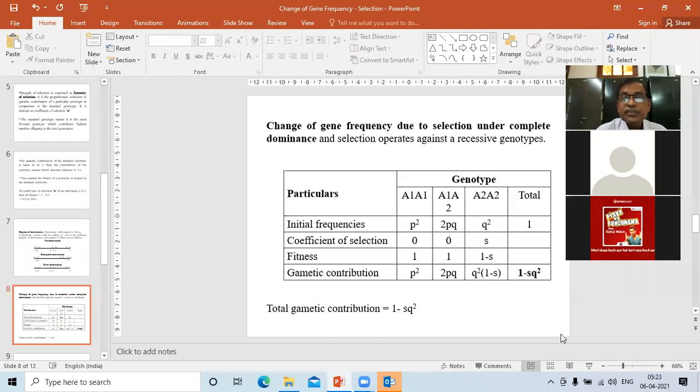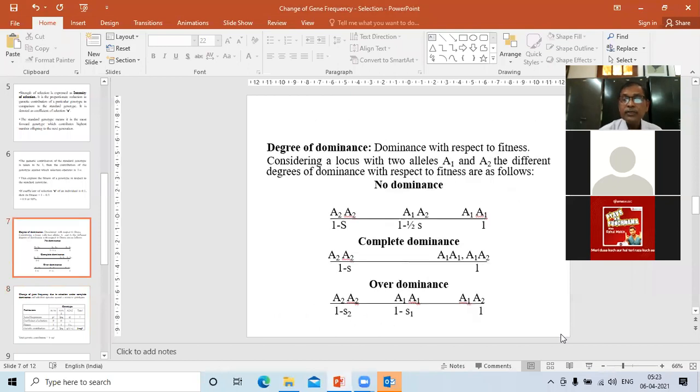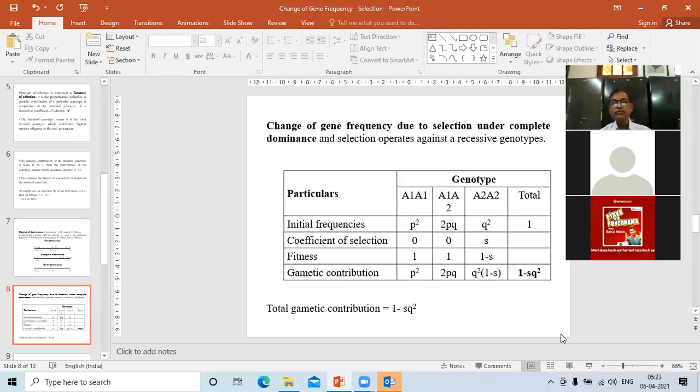So how does the change of gene frequency take place? Now I have cited an example. The change of gene frequency due to selection under complete dominance, and selection operates against a recessive genotype. Okay? Recessive genotype. So I have shown you the three conditions: incomplete dominance, no dominance, complete dominance, and overdominance. So what will happen in case of complete dominance? How does the change of gene frequency take place?